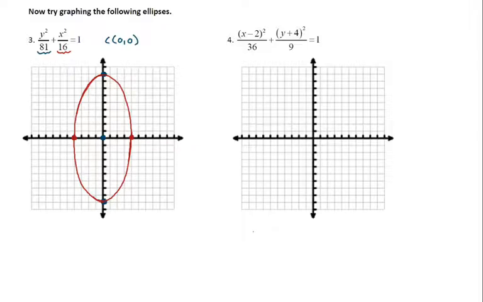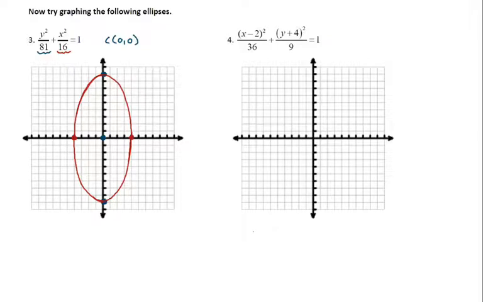So that's number 3. Again, identifying the center will be helpful obviously first, and then using the denominators of my y and x variables, that's how I'm going to decide how far above and below the center and how far left and right of center I should graph.